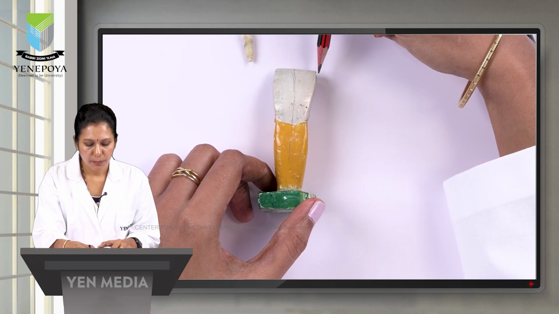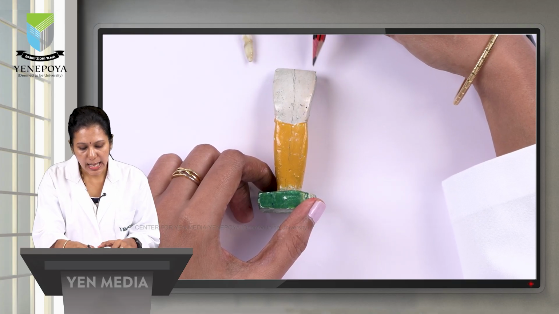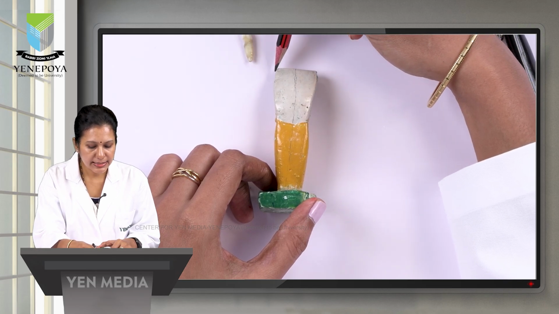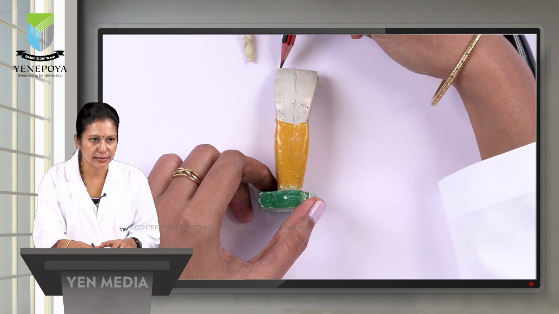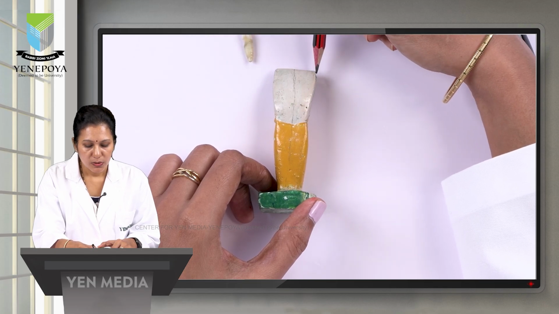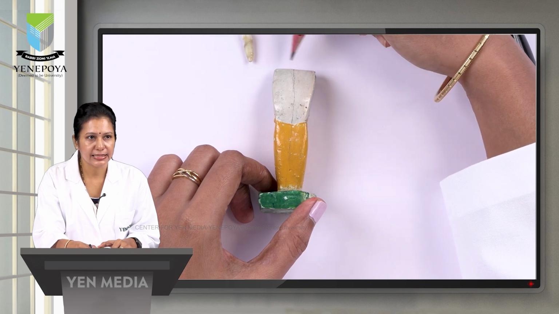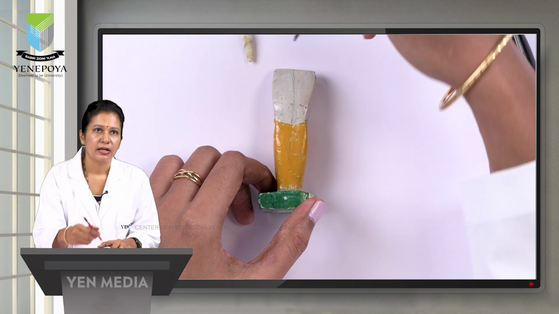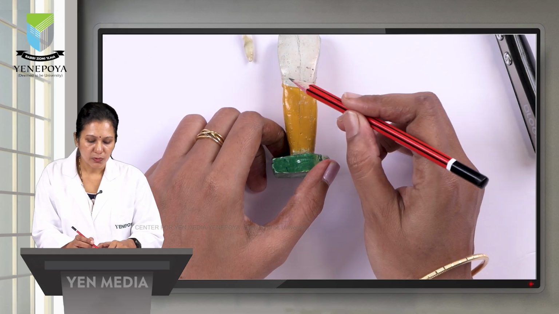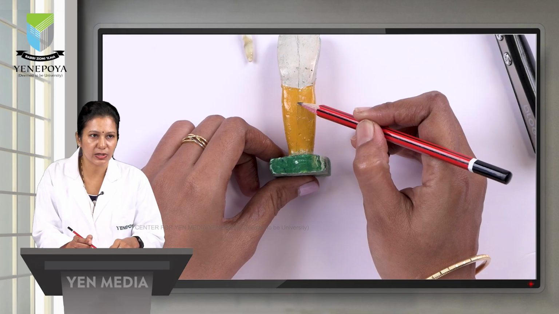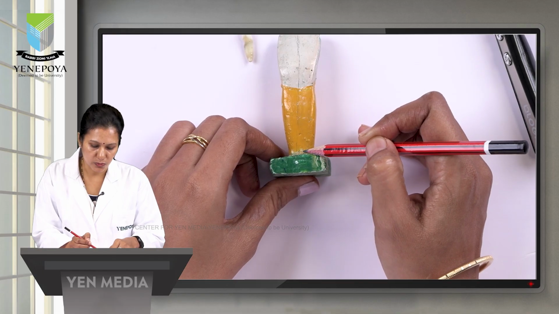That means the point where the mesial and incisal surfaces meet makes an angle, and where the distal and incisal surfaces meet makes an angle. This is called a line angle. So, mesio-incisal and disto-incisal line angles are sharp. And coming to the cervical outline, it is convex, and the convexity of the cervical outline is facing towards the root.